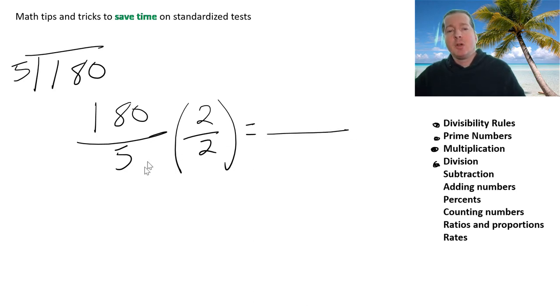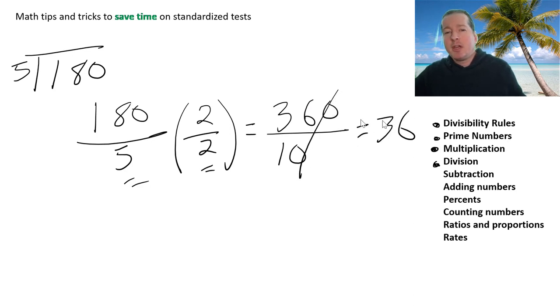What's the advantage of this? Well, 5 times 2 in the denominator is 10. In the numerator, 180 times 2 is 360. Hey, I just cancel a 0. It's 36. So not that it takes all that long to divide 180 by 5, but a little time saver.